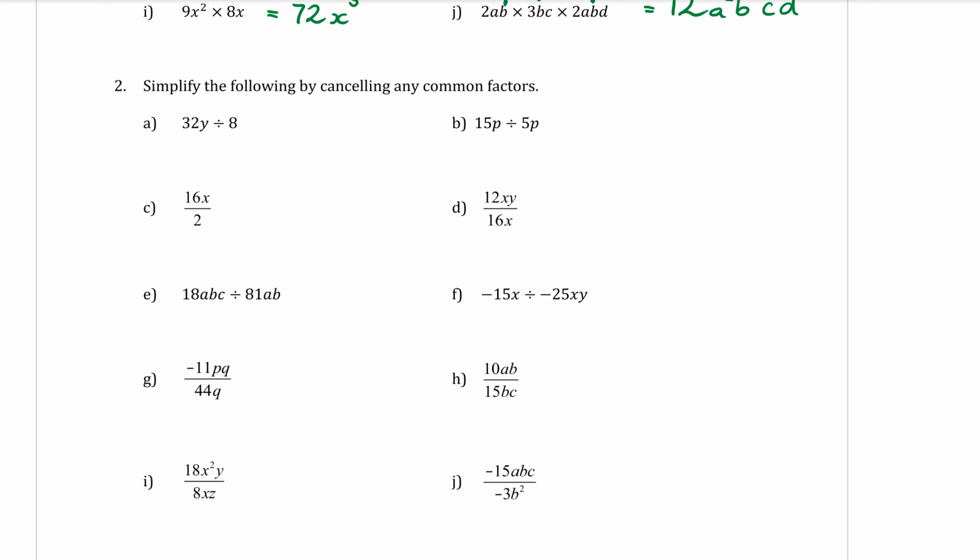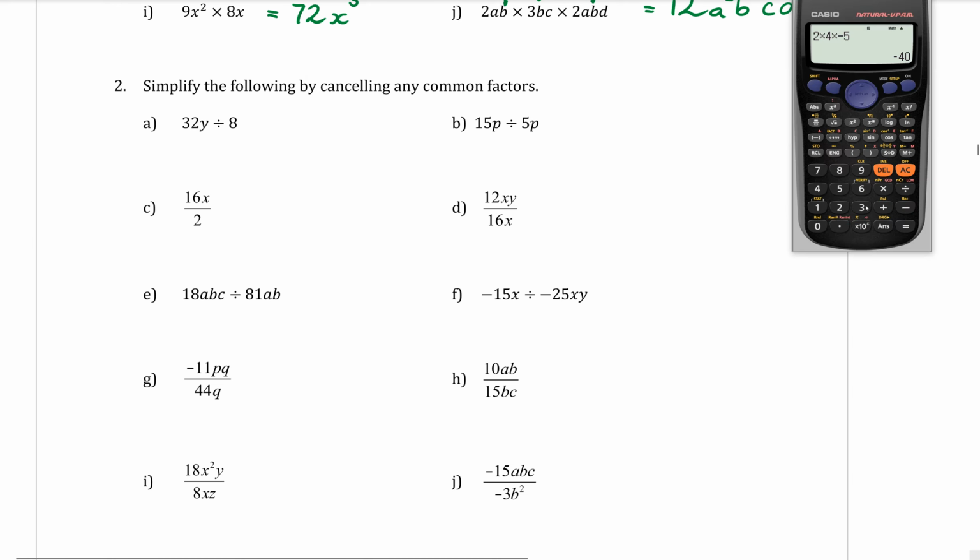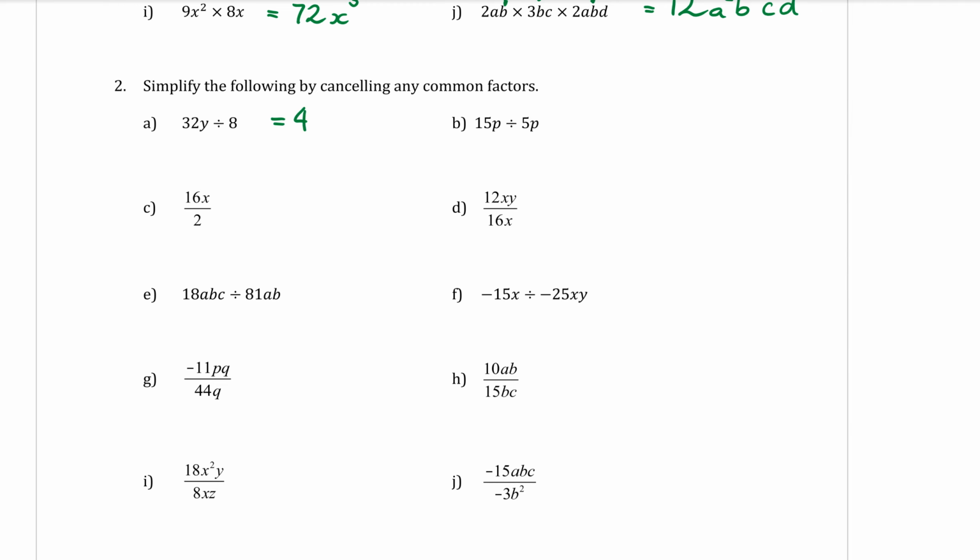So 2a, 32y divided by 8. So just the number part first. You can use your calculator to do all the timesing and dividing. You're going to do 32 and you're going to divide that by 8. Okay, that's obviously 4. So the number part is a 4. Now because y is the only letter there, there's nothing to cancel, so it's going to be 4y.